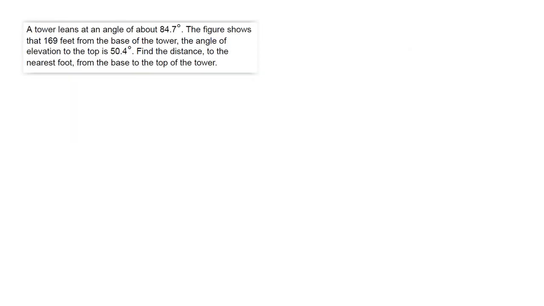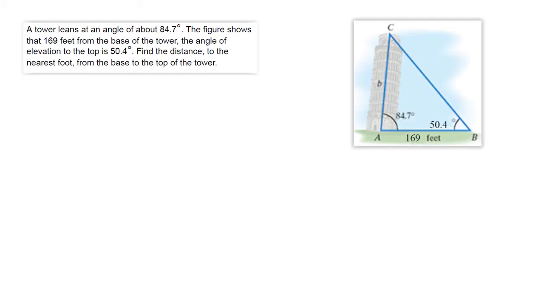Here is our next triangle to solve for, which is actually an application problem. A tower leans at an angle of about 84.7 degrees. The figure here shows that 169 feet from the base of the tower, the angle of elevation is 50.4 degrees. Find the distance to the nearest foot from the base to the top of the tower. So in other words, we're looking for side B in the image.